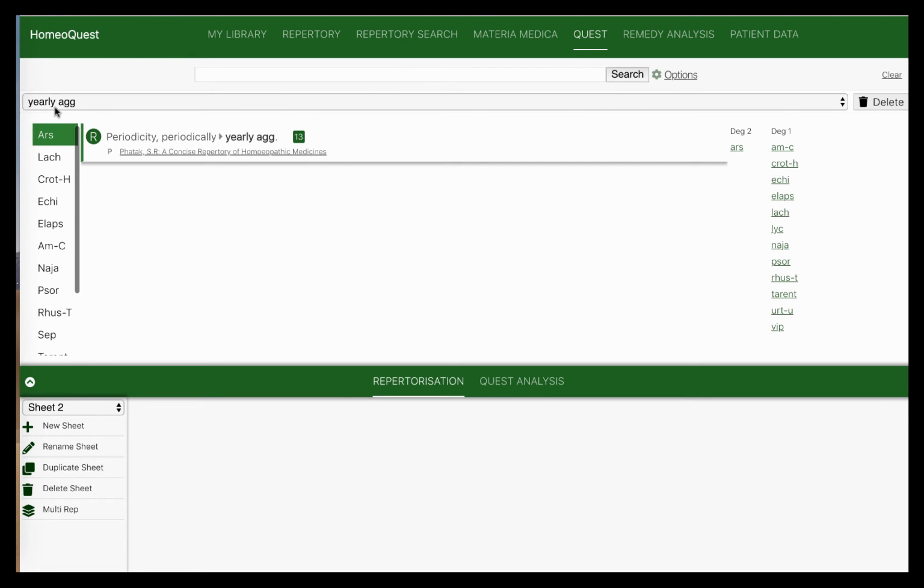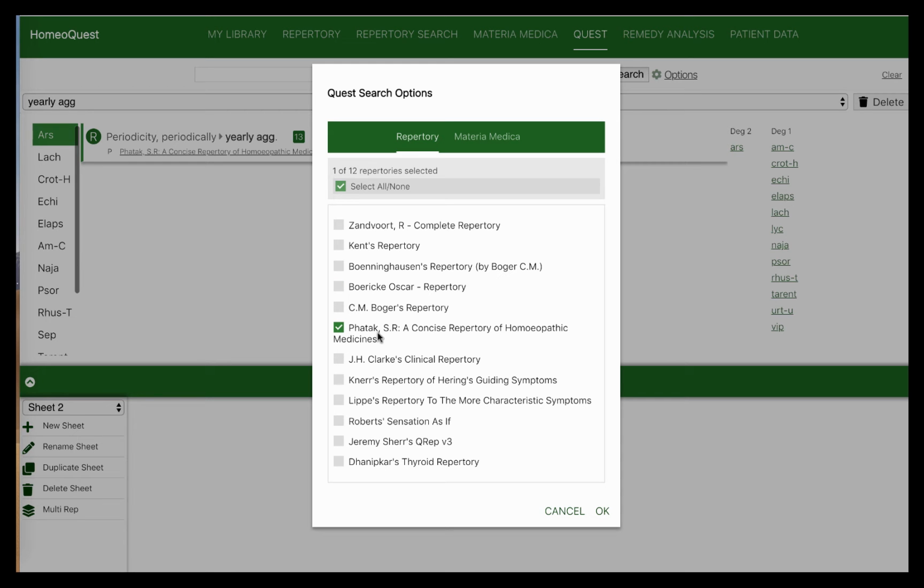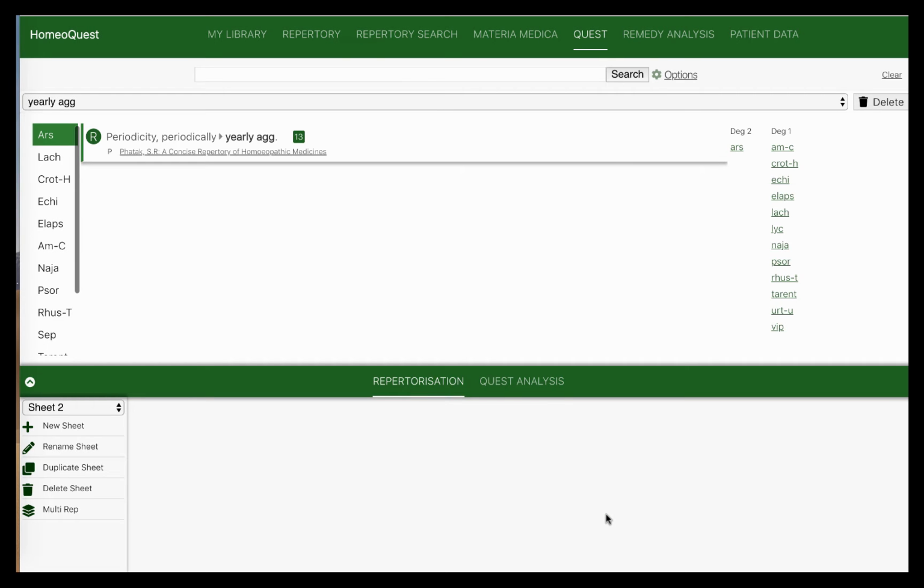The first thing I took was, so again, I've chosen from my library only Fatak's repertory and Metro America, because I just thought it was a case by Fatak. It's a great way to learn his repertory and see what's coming up. So that's what I did. So in Quest we have, so I took yearly aggravation, which is an important symptom. It's happening every year. And we have a beautiful rubric in Fatak which has periodicity, periodically, yearly aggravates. So that's the first one.